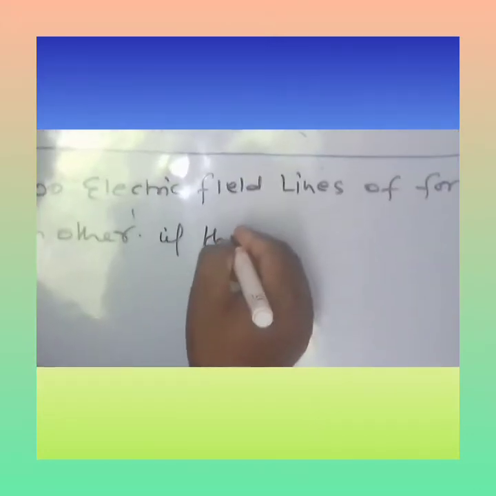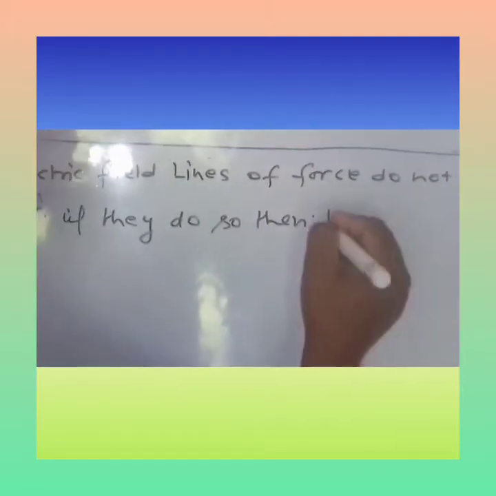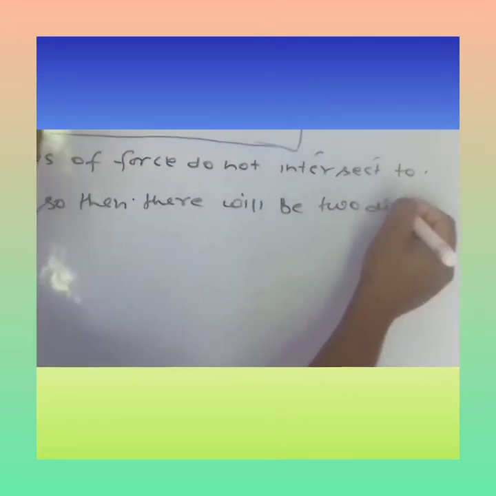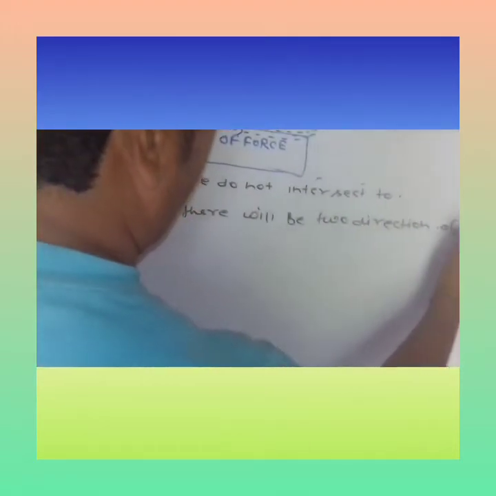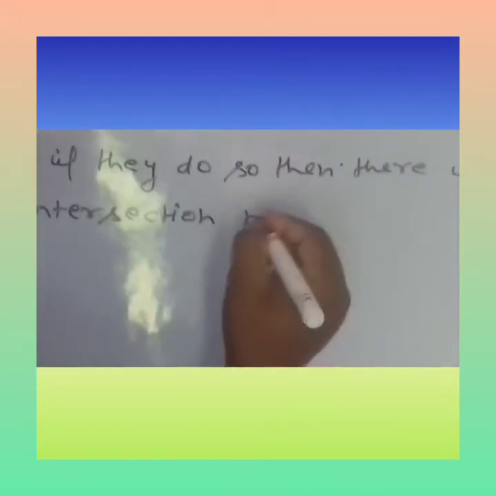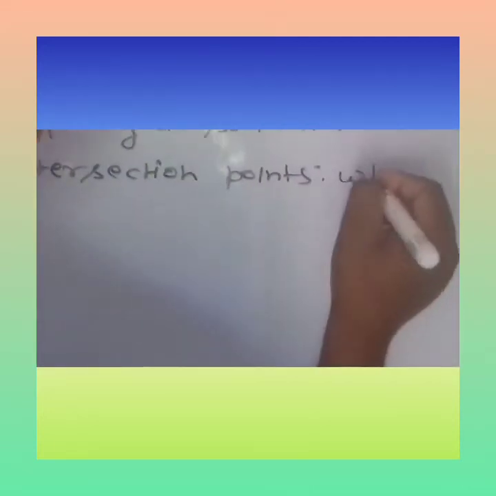If they do so, then there will be two directions of force at the intersection point, which is impossible.